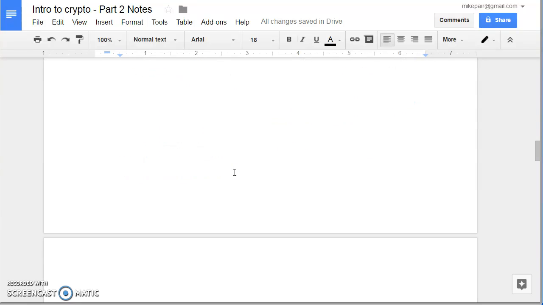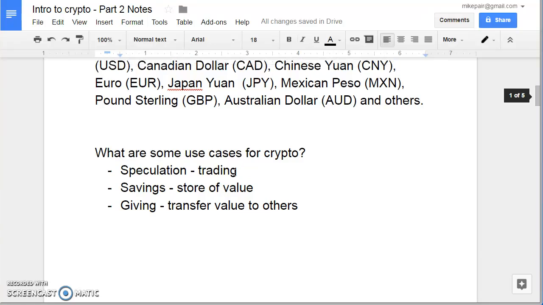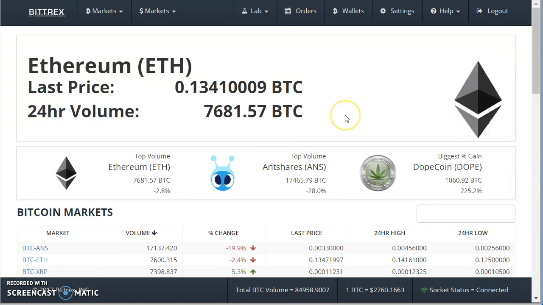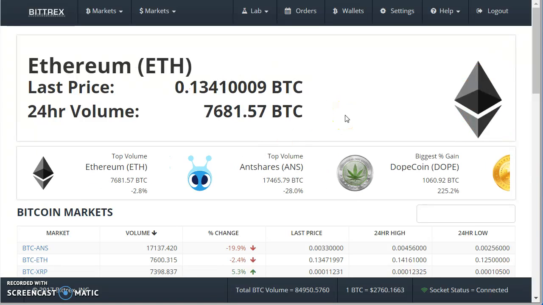But today I want to focus on speculation. So again, speculation meaning trading. I'm logged in here to an exchange called Bittrex. Bittrex is a cryptocurrency exchange. You can see here, since I'm logged in already, I can go and I have a concept of a wallet.